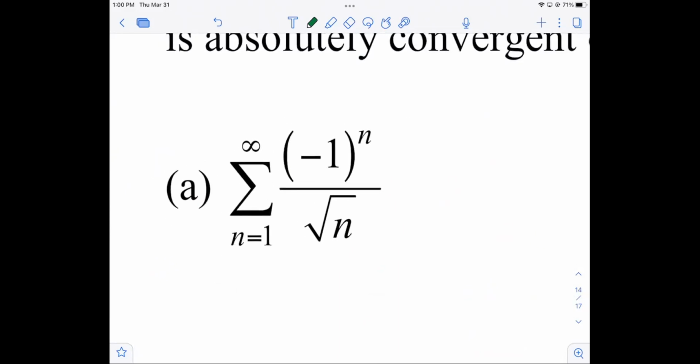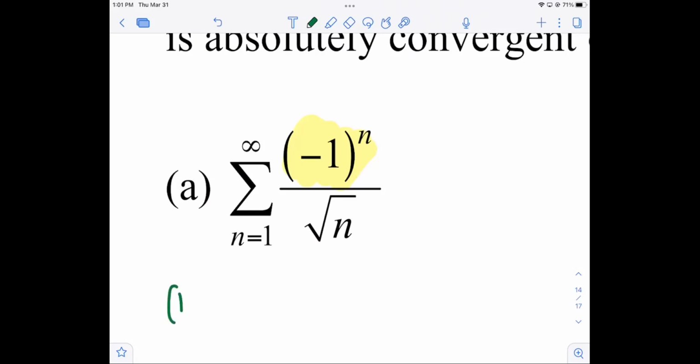You see an alternator? I spy an alternator. Now you could do one of two ways. You can either test it for absolute convergence first and say, if it converges absolutely, then it's going to converge in its original format. Or you can get rid of the alternator and do the alternating series test and see if it converges without the alternator. It's up to you. I would think look for absolute convergence first.